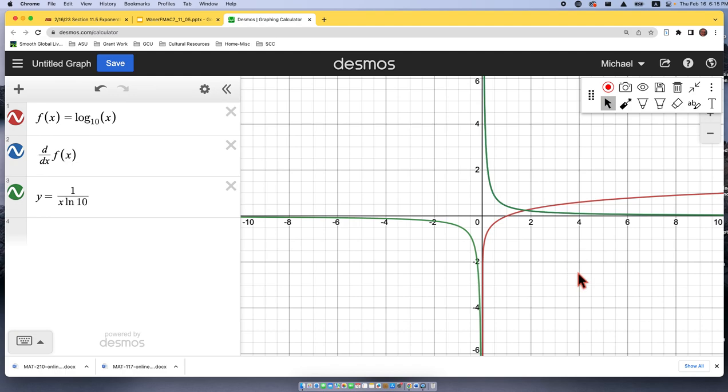So in general, the derivative of any log is going to be 1 over x, or whatever's in there, times 1 over the natural log of whatever the base is. And when we had natural log, what's the base of natural log?